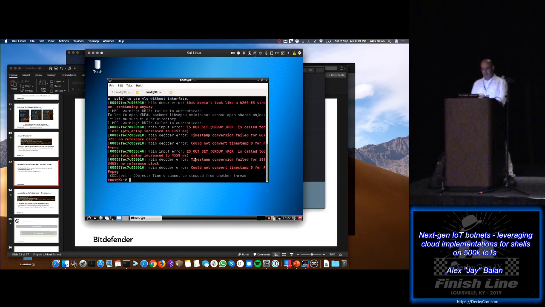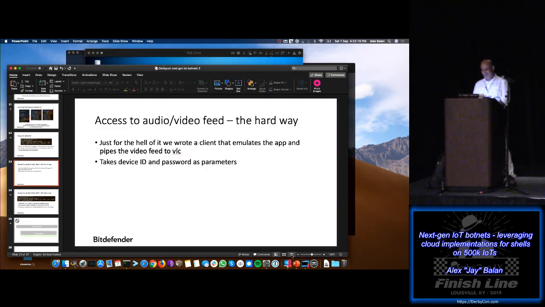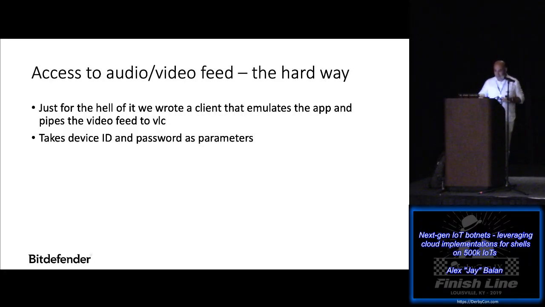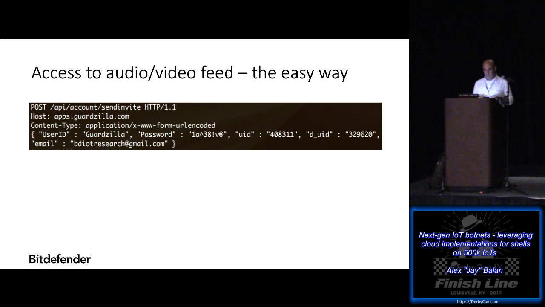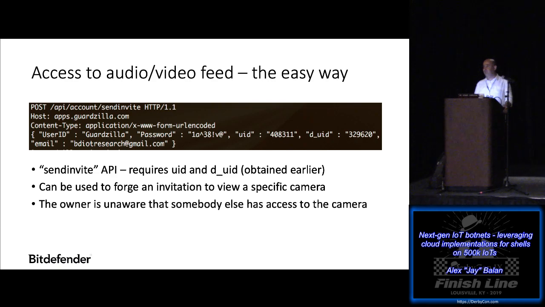OK, so this is the hard way, but there's an easy way. And the easy way is this. Check this out. There's another API called send invite, in which you're allowed to send an invite to somebody to see your camera. You use the user ID and the device ID. And I think it's fun to mention that there's no notification to the owner whatsoever. So the owner has no indication that somebody has been invited to view their camera.